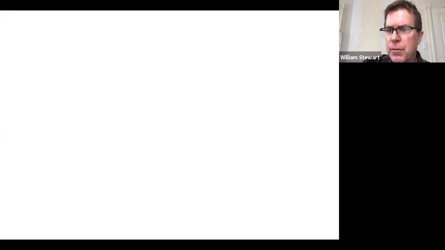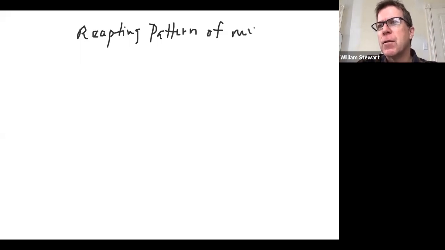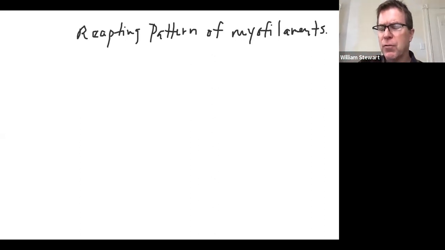Anyway, I just wanted to show you the repeating pattern of myofilaments. This is all in your book. We already know all about myofilaments, actin and myosin, and a little bit about titin. So what I'm going to do is just draw a quick picture for you. I'm going to draw one sarcomere, and you should know what that is now. That's one contractile unit of overlapping myofilaments.